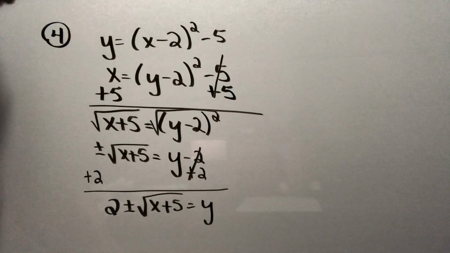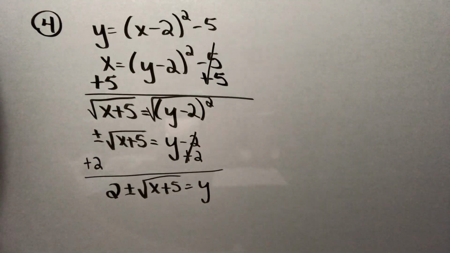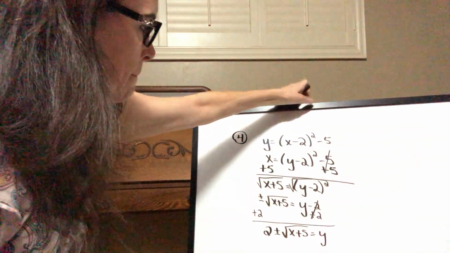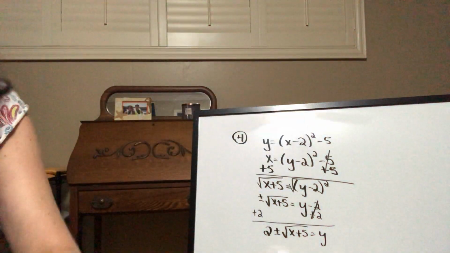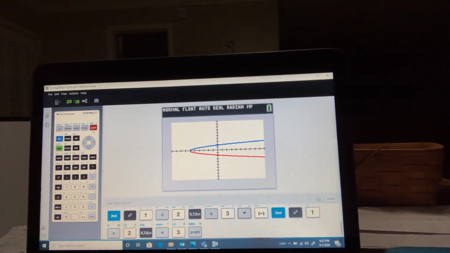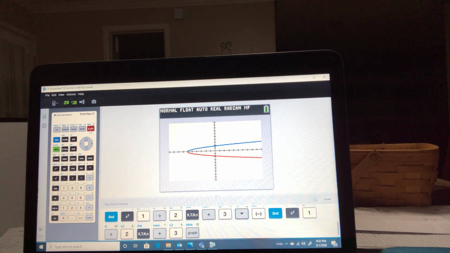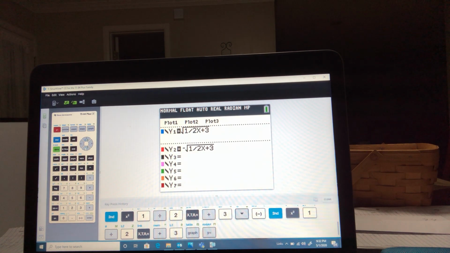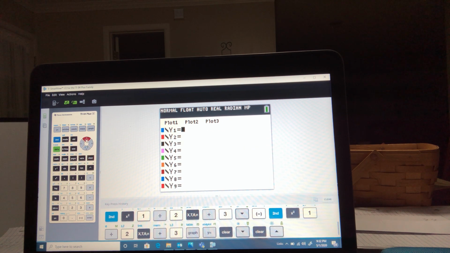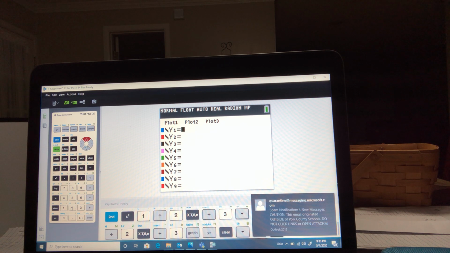Okay, so I want to know, would this represent a function? So I'm going to go to the calculator and find out. Okay, so let's erase the other one. Okay, so we're going to write this as 2 separate equations again because of the plus and minus.